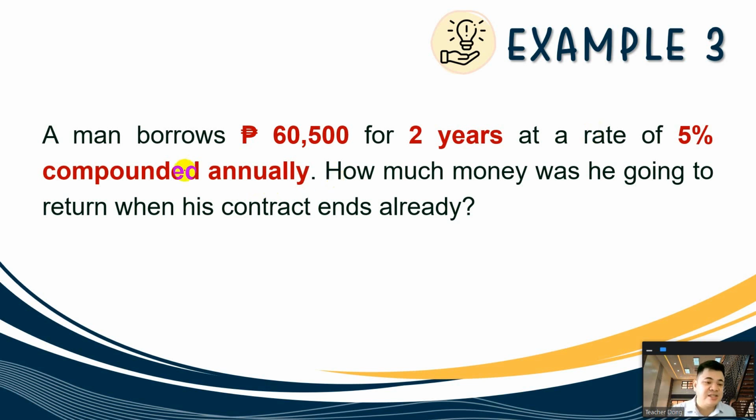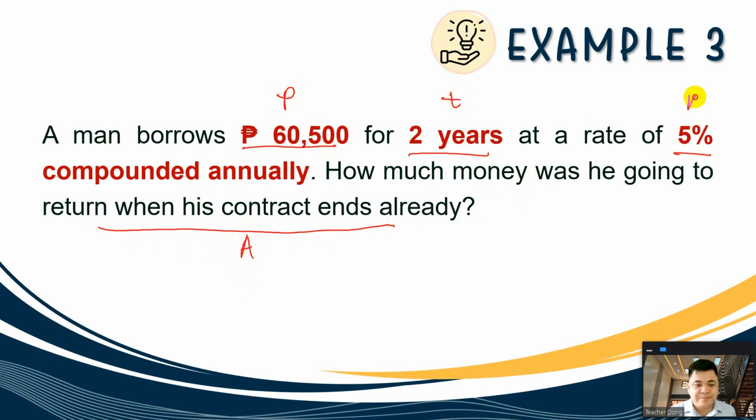So let's analyze this. What is the unknown in the problem? The question is, how much money was he going to return at the end of the contract? It means the total amount that you're going to pay, including the interest. So this is the maturity value that we are looking for. Therefore, 60,500 here is the principal, 2 years is the time, and the rate is 5%. Compounded annually means m equals 1.